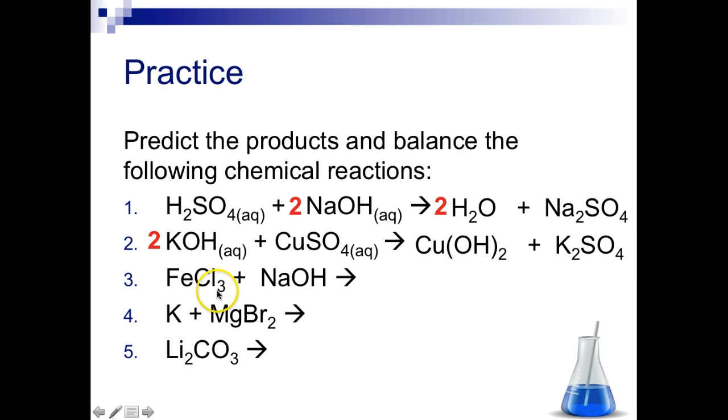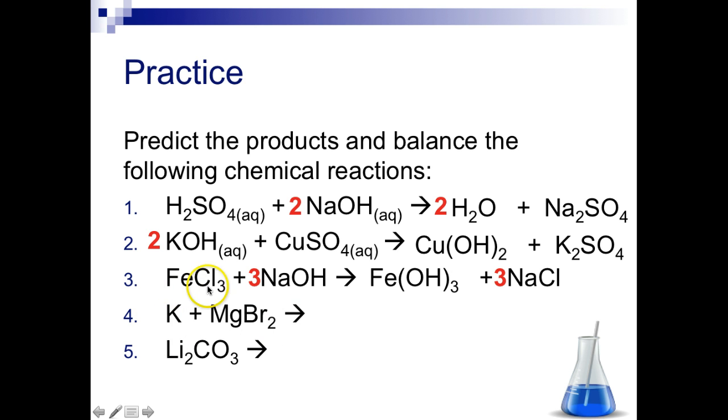Now we have FeCl3 plus NaOH. Again, this is going to follow the double displacement. So we're going to get FeOH3 plus NaCl. We have to balance, so we're going to need to put a 3 in front of NaCl and a 3 in front of NaOH. And now that is balanced.